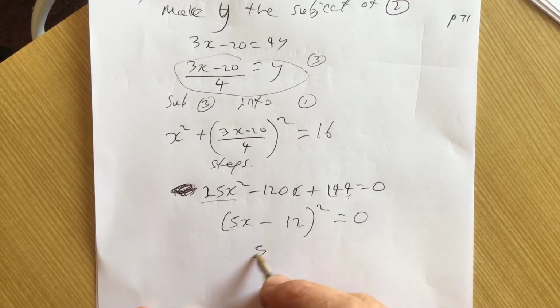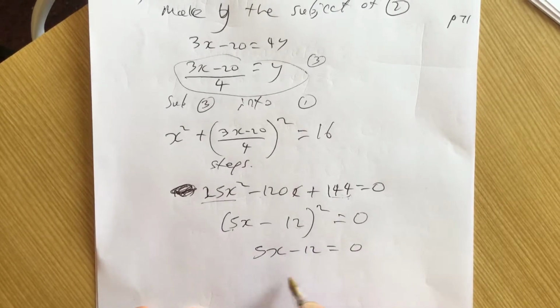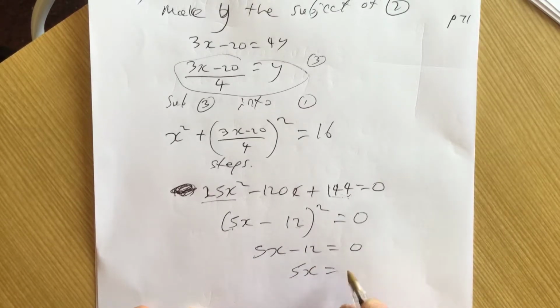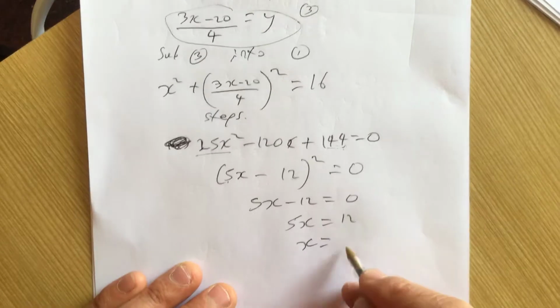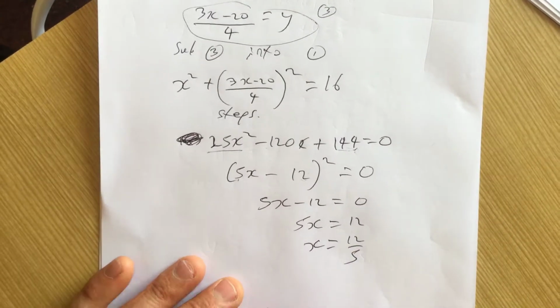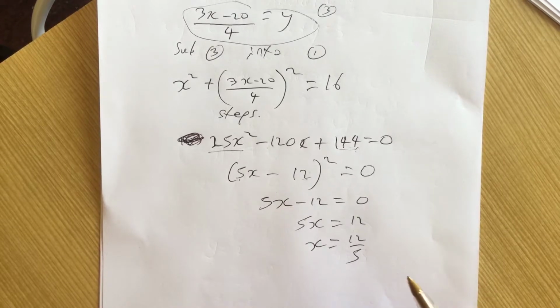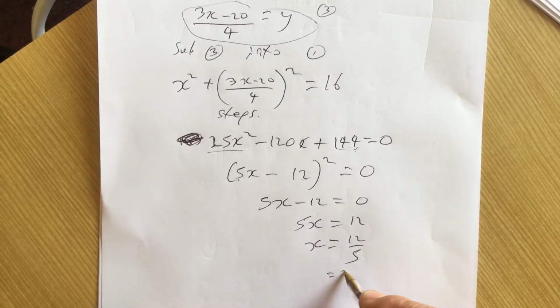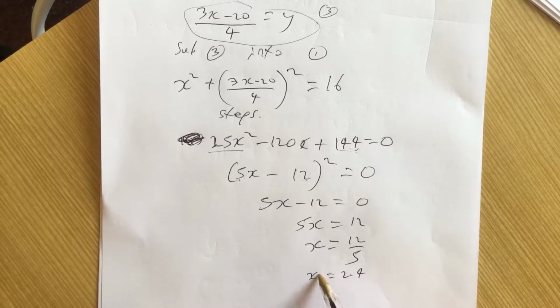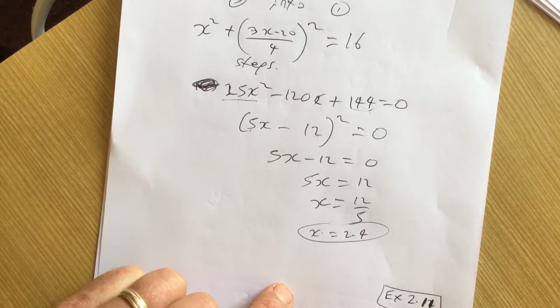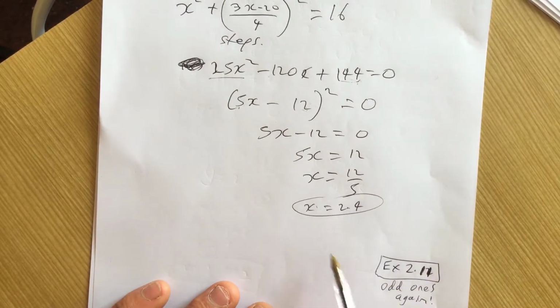Then square root both sides, and then you have to solve for x. So what this means is you're actually only going to get one answer, 12 over 5, which is nice. It's 2.4. It's nice that we only got one answer because it means that the amount of work that we have is halved compared to before.